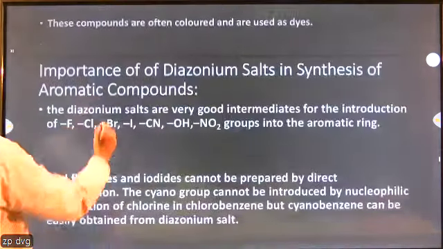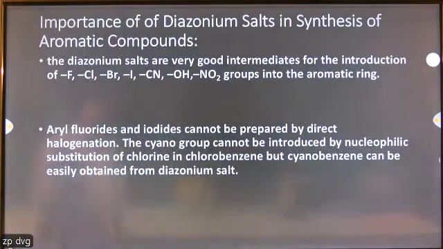Next, we'll study the importance of diazonium salts in synthesis of aromatic compounds. First one, the diazonium salts are very good intermediates for the introduction of fluorine, chlorine, bromine, iodine, cyanide, hydroxyl, nitro groups into the aromatic ring.